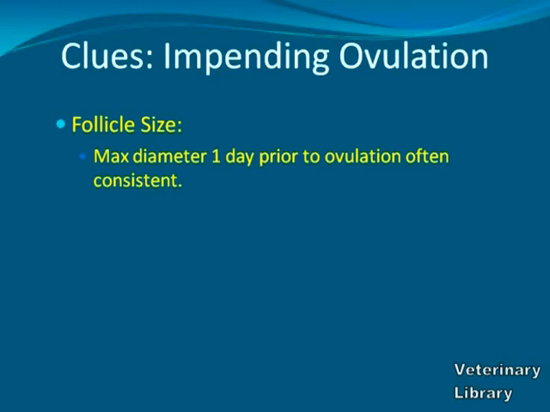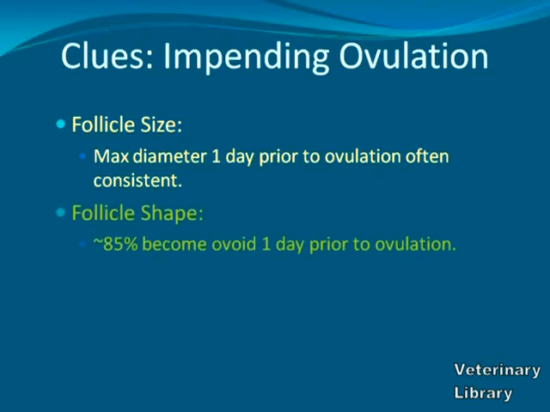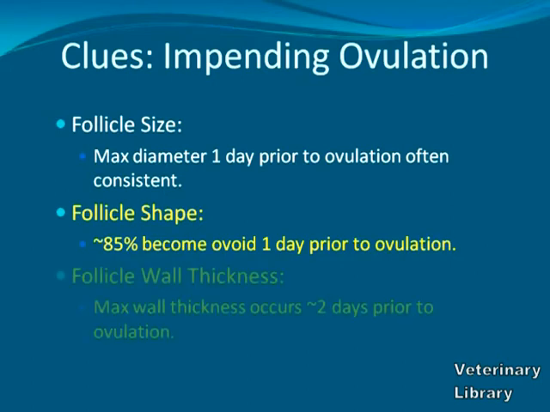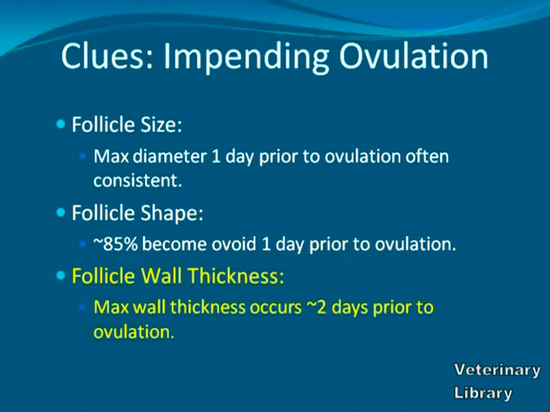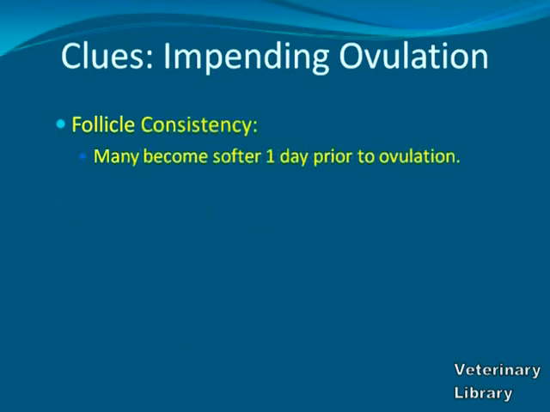One clue is follicle size. The maximum diameter of a follicle is reached the day prior to ovulation and is often consistent from cycle to cycle. A second clue is follicle shape. Roughly 85% of the time, the follicle changes shape from round to ovoid the day prior to ovulation. A third clue is the thickness of the follicle wall, which is maximal about 2 days prior to ovulation.